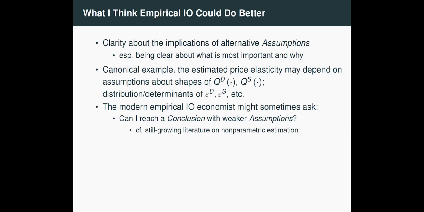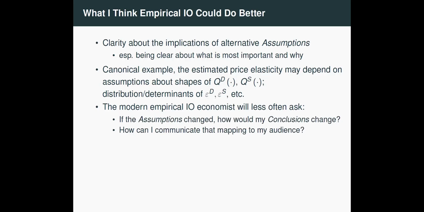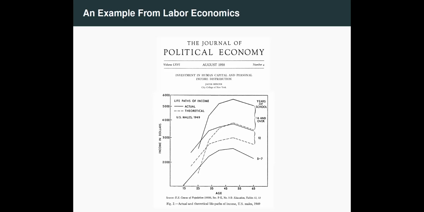I see Giovanni's here, and there's been really interesting work on nonparametric estimation. That's an area that I think has been growing, at least in the time that I've been involved in the field. A question I think the modern empirical I/O economist does sometimes ask, but could ask more often, is: if the assumptions changed, how would my conclusions change? And maybe even more importantly, how can I teach my audience something about that relationship? So let me say a little more about that by way of an example drawn from labor economics.